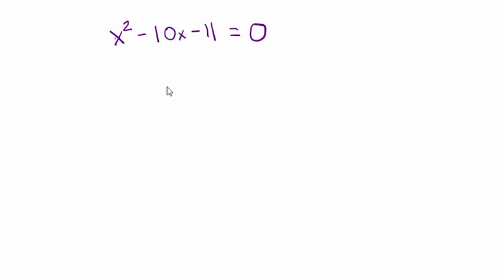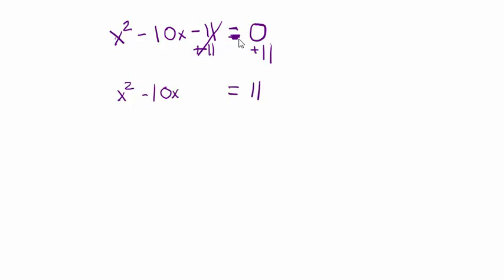The first thing I want to do in solving by completing the square is get the constant on the other side. So for instance, I have this minus 11, so I'm going to add 11 to both sides. Whatever that number is without the variable, I'm going to put it on the other side. On the left side, I'm left with x squared minus 10x, and then equals 11. I'm leaving some space, and you'll see why in a second.